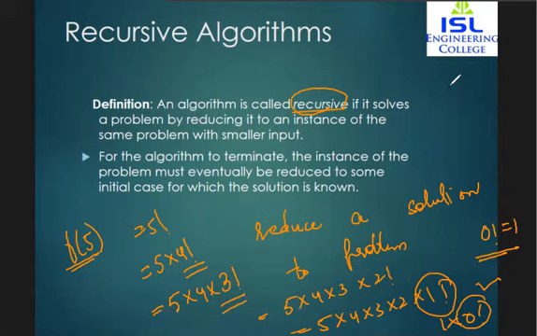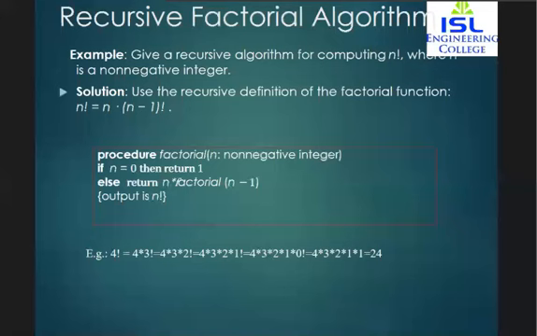If you remember the Pascal triangle, it started with 1, then 1 1, then 1 2 1, and so on. So the initial case for our Pascal triangle was 0 factorial. We have to keep on reducing the problem until we get an initial case for which the solution is known. The next example is actually the same fact.